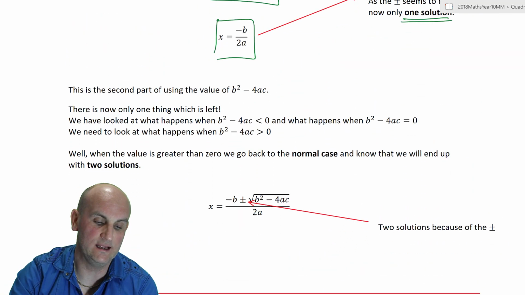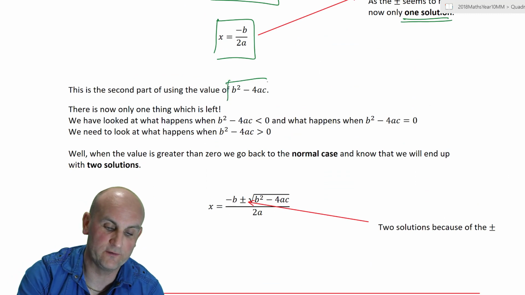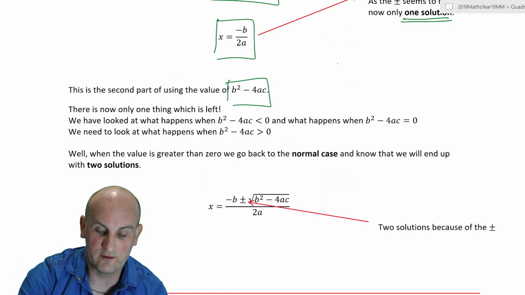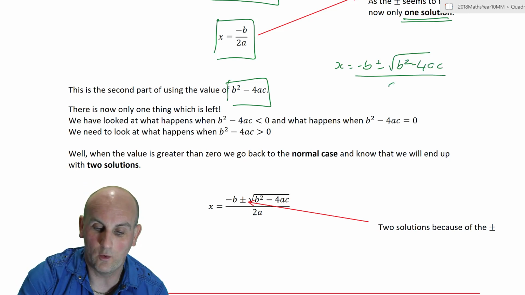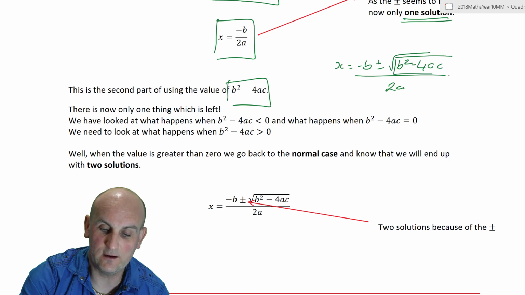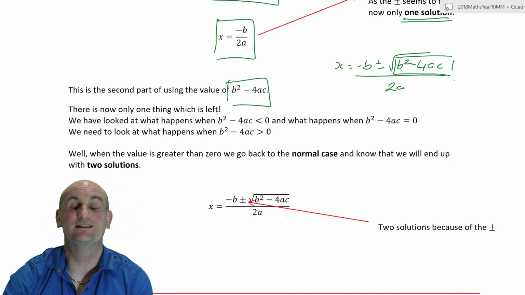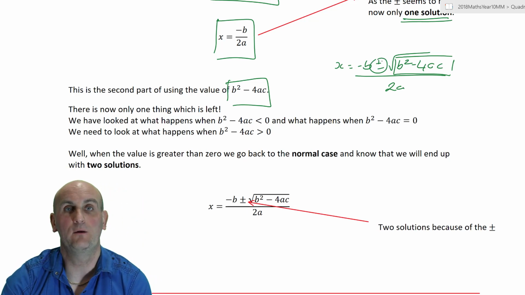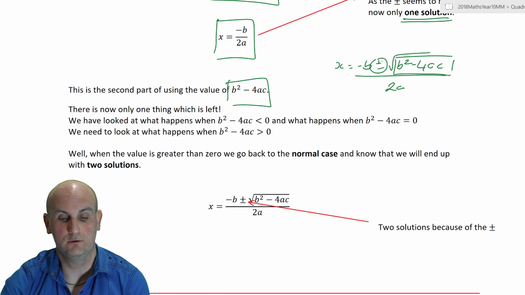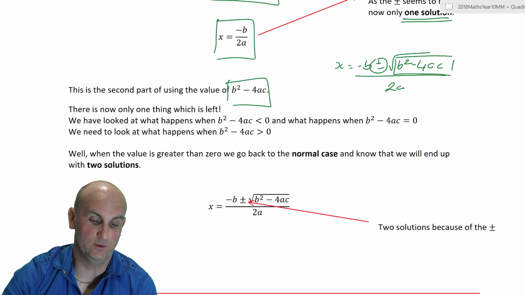And then what about the last part of b squared minus 4ac? Well, we've met that lots and lots of times before. Again, just writing it out, x equals minus b plus or minus the square root of b squared minus 4ac all over 2a. If this value here, this b squared minus 4ac, is greater than 0, this plus and minus kicks back in, and I will get two solutions. Wow, this stuff is flipping awesome.